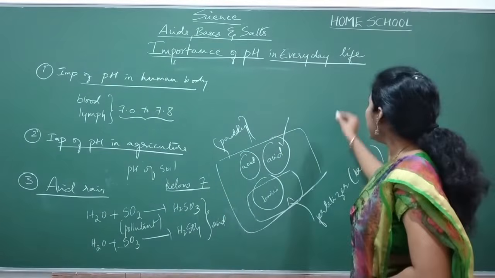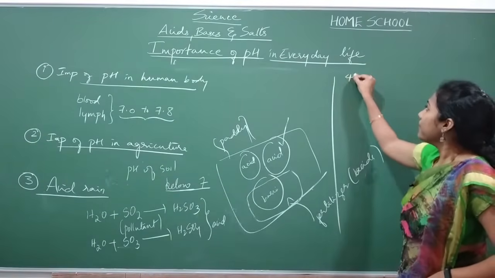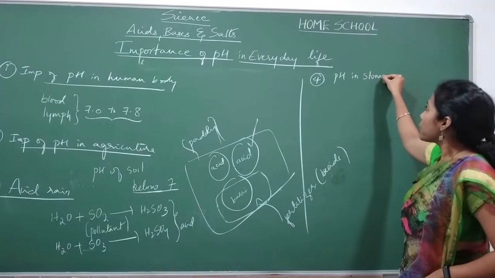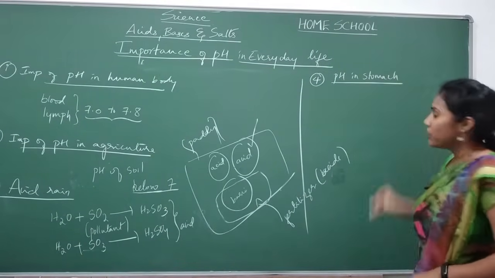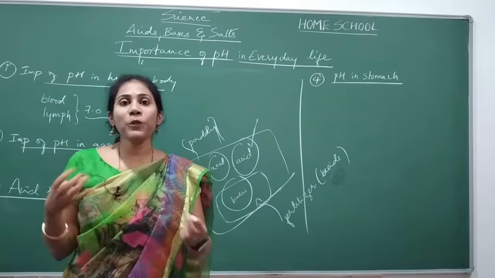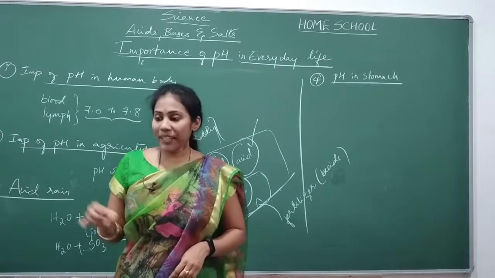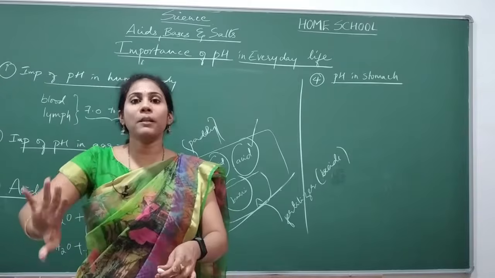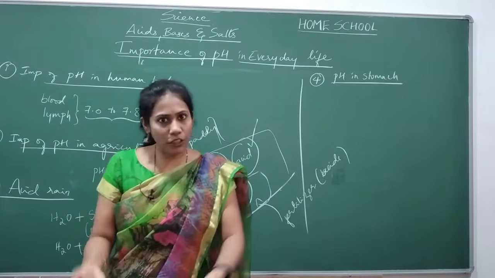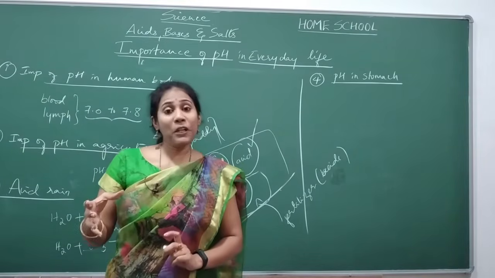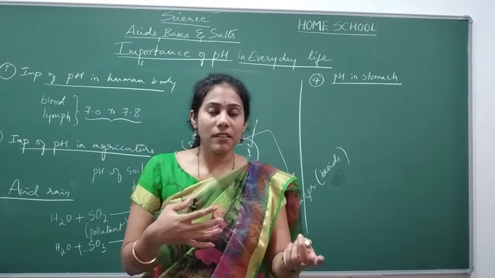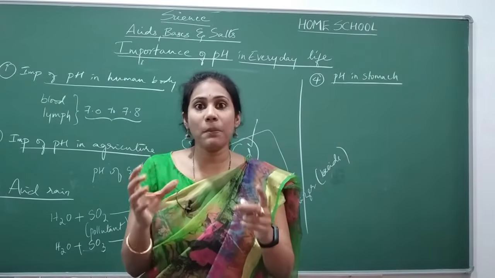And coming to the fourth point, pH in stomach. For example, the moment you eat food, it will go to the stomach. In the stomach, digestion is a chemical process that takes place. After the digestion of food, I told you it's a chemical reaction, the main product that you get in your body is energy.